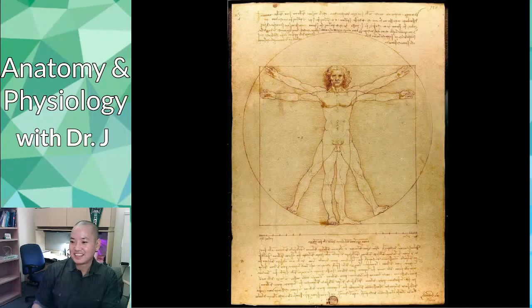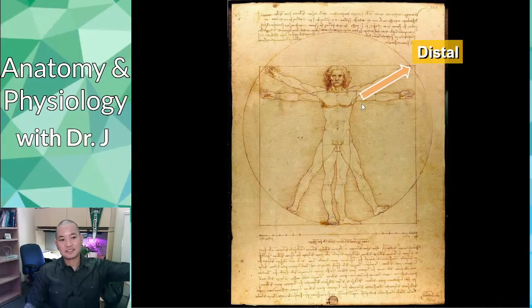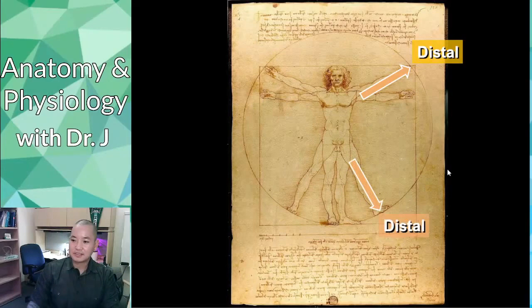But the Vitruvian Man, and I like using this compared to the standard anatomical position, because why? What we have here, if you're going distal, you're going away from the body. So he's pointing off into the distance, right? Think of that: you're pointing away from your body. So distal refers to moving away from some sort of central structure. If you're talking about the overall body, you're moving away from the center of the body toward the distance.